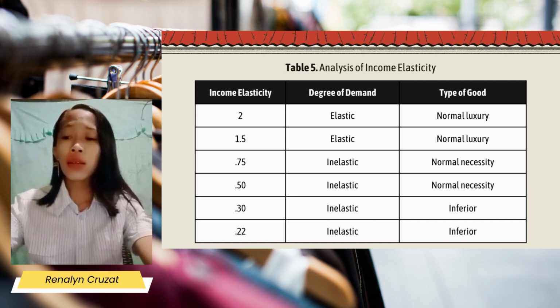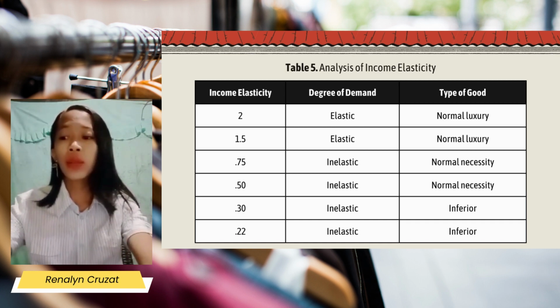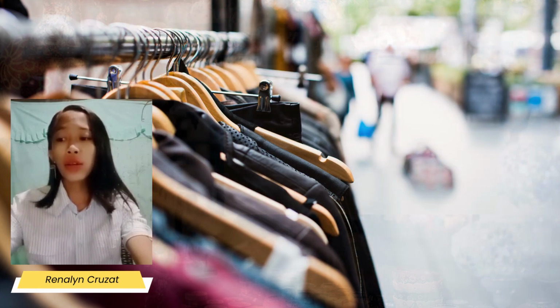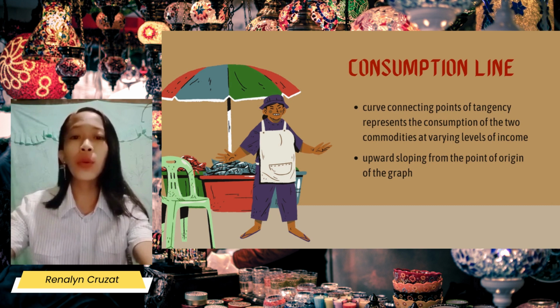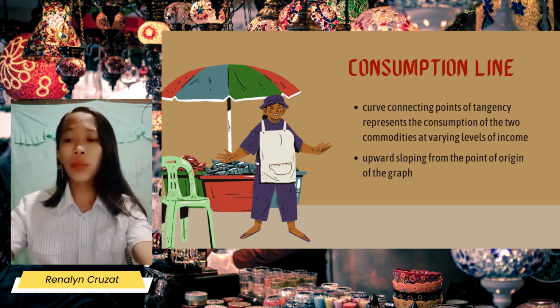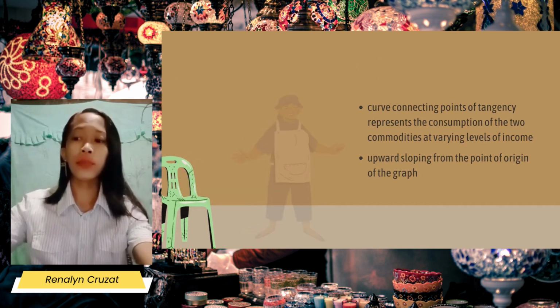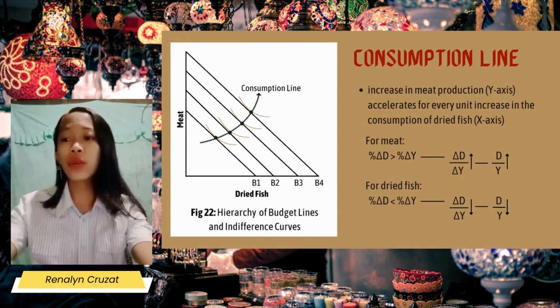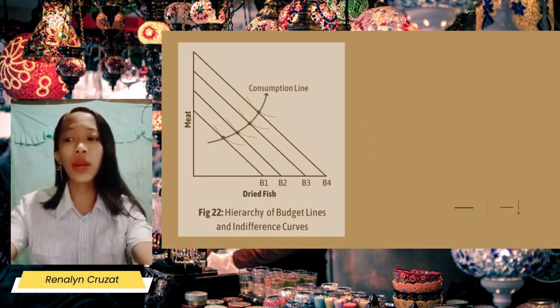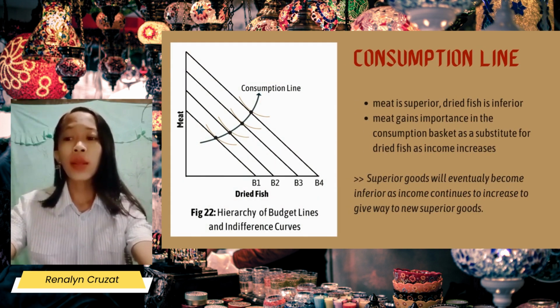Coefficient is less than 1, food is necessity. Increase in income goes mostly to the purchase of luxury items, education, travel, and leisure. This is the income consumption line. Curve connecting points of tangency represents the consumption of the two commodities at varying levels of income. It is upward sloping from the point of origin of the graph. Increase in meat consumption accelerates for every unit increase in the consumption of dried fish. Meat is superior, dried fish is inferior.